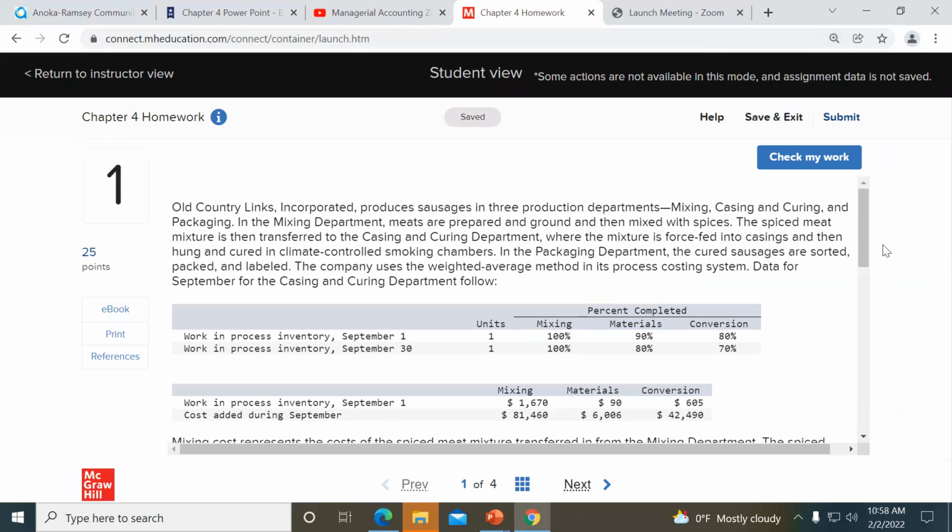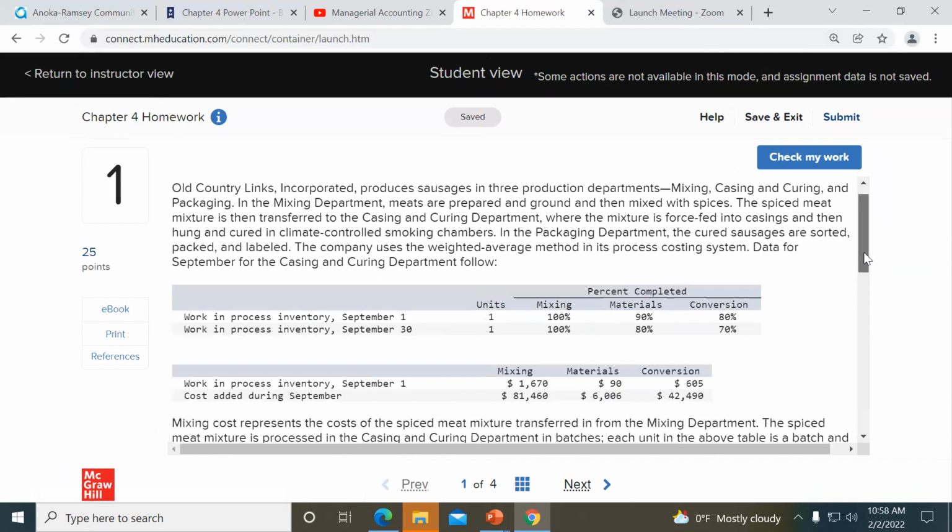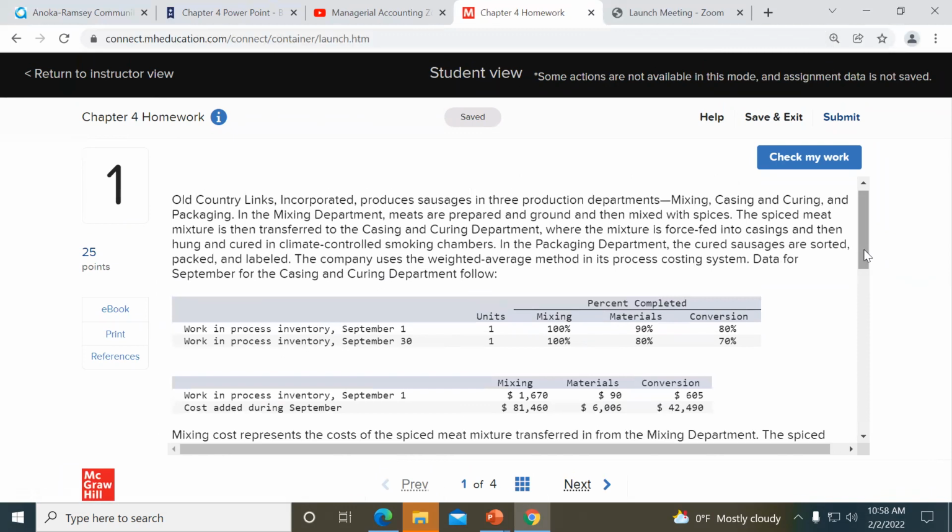In the mixing department, meats are prepared and ground and then mixed with spices. The spiced meat mixture is then transferred to the casing and curing department, where the mixture is force-fed into casings and then hung and cured in climate-controlled smoking chambers. In the packing department, the cured sausages are sorted, packed, and labeled.